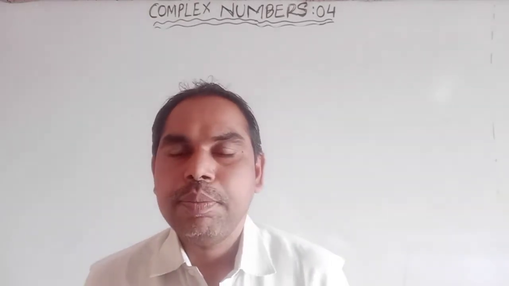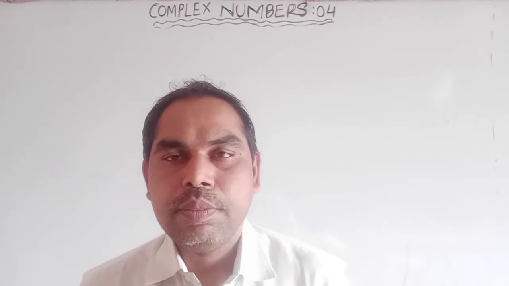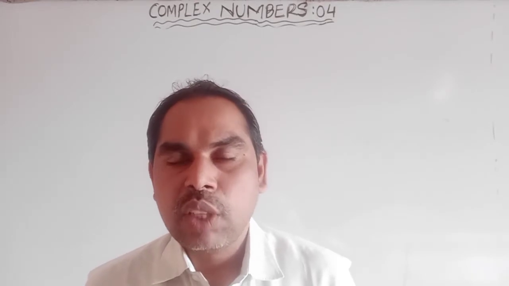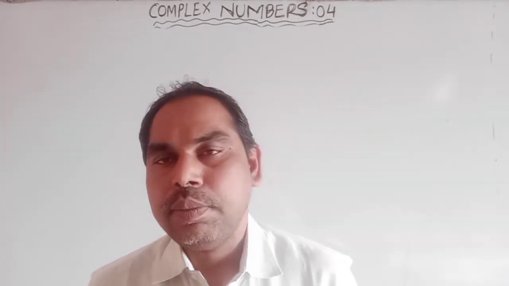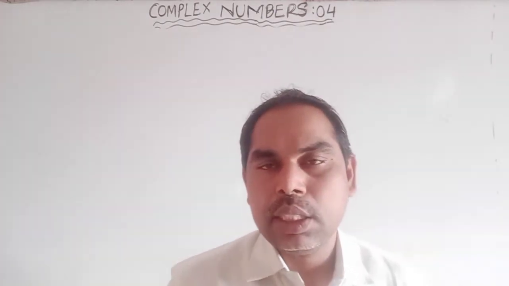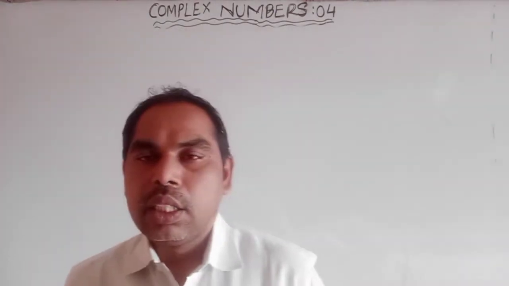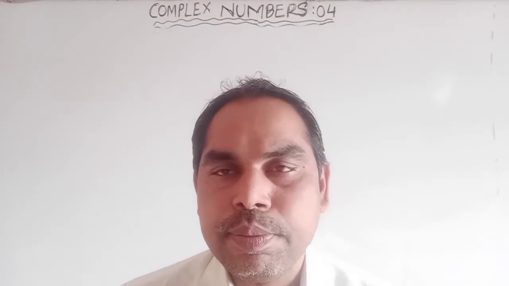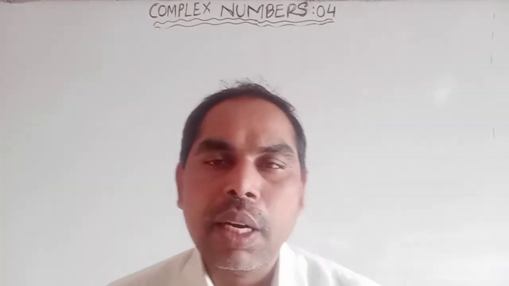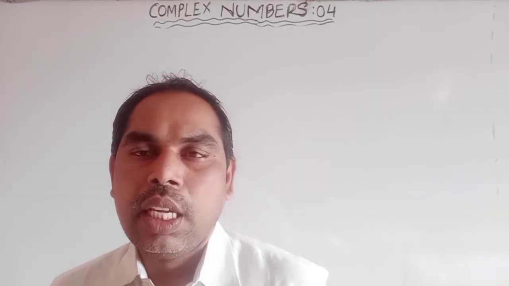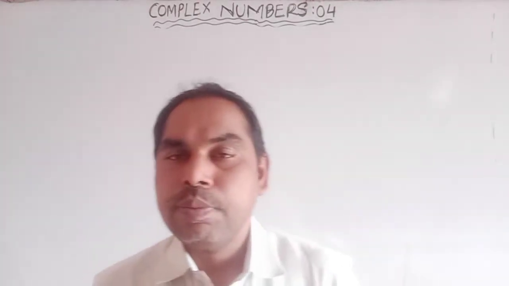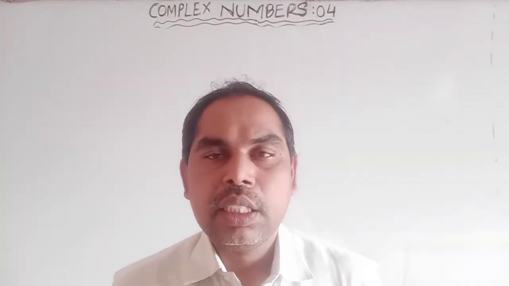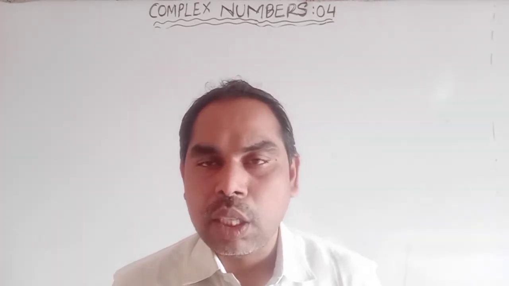In last class we discussed conjugate of a complex number, modulus of a complex number with properties. Again, suppose z is equal to x plus iy, then conjugate of z is denoted by z bar, and z bar is equal to x minus iy. That is, just change the sign of imaginary part only.